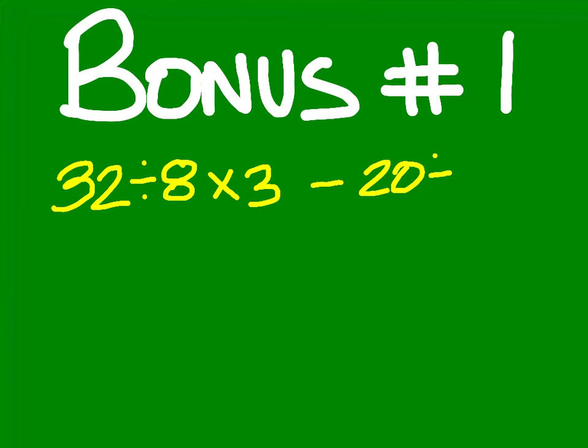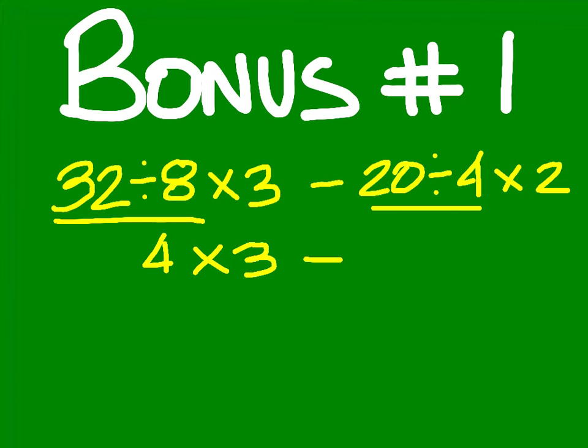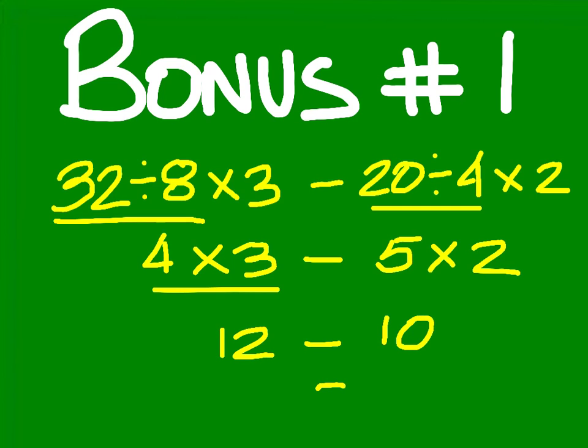Bonus problem number 1. 32 divided by 8 times 3 minus 20 divided by 4 times 2. For the bonus, it should be 32 divided by 8, which is 4, and then 20 divided by 4 is 5. 4 times 3 is 12. 5 times 2 is 10. That's where the 2 came from.